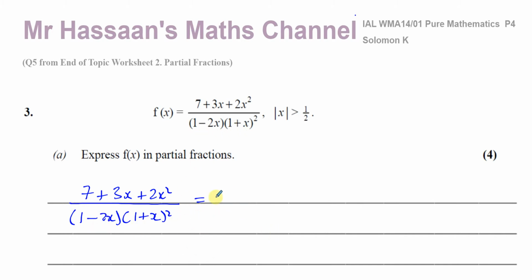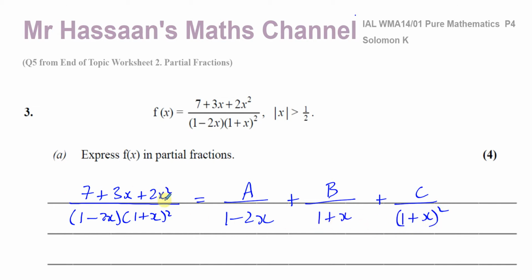So the first one is not a problem. It's a divided by 1 minus 2x. Now the second one, there's a repeated factor, so I have to write it in the following form. I write a constant over the factor when it's not repeated, plus another constant over the factor when it is repeated. That's how it breaks up a repeated factor.